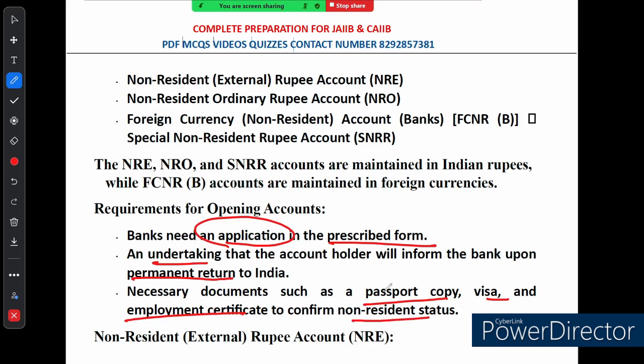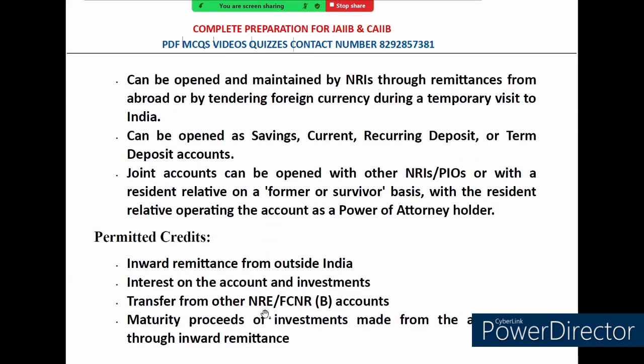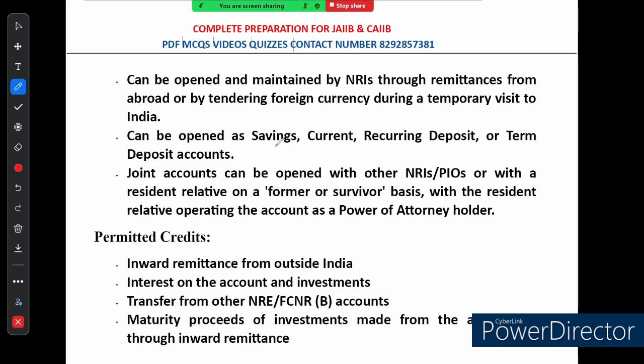Now let's focus on the NRI account first, that is the non-resident external rupee account. So here is what you need to know about opening and maintaining an NRI account. The first thing is source of funds. An NRI account can be opened using money sent from abroad, that is, remittance from abroad. You can also open it by tendering foreign currency during a temporary visit to India. So this is how you can park your funds into the NRI account.